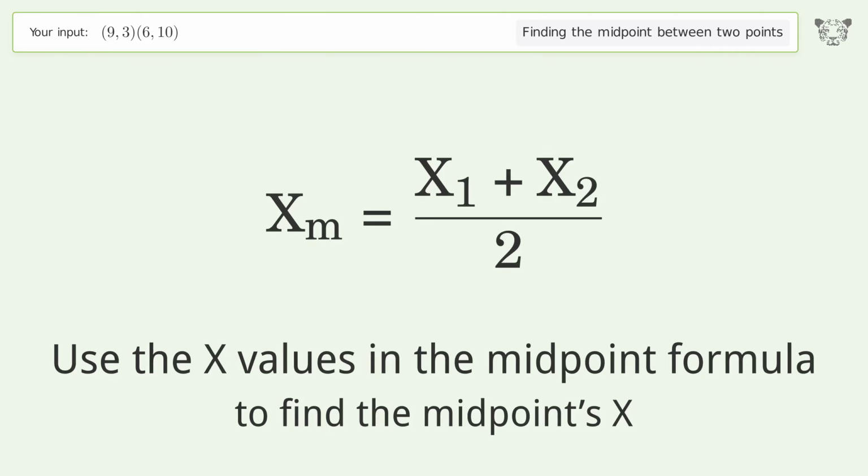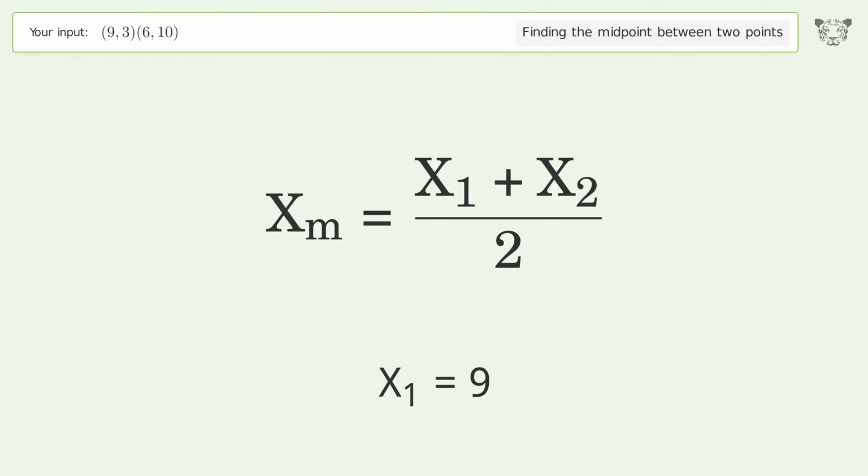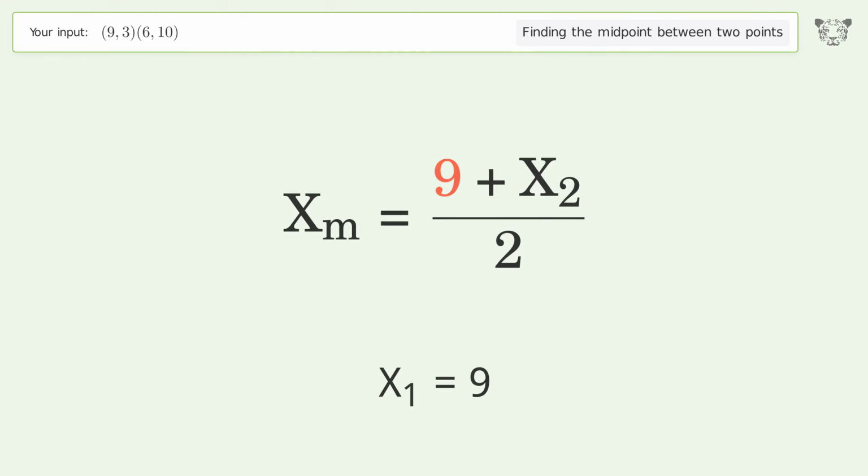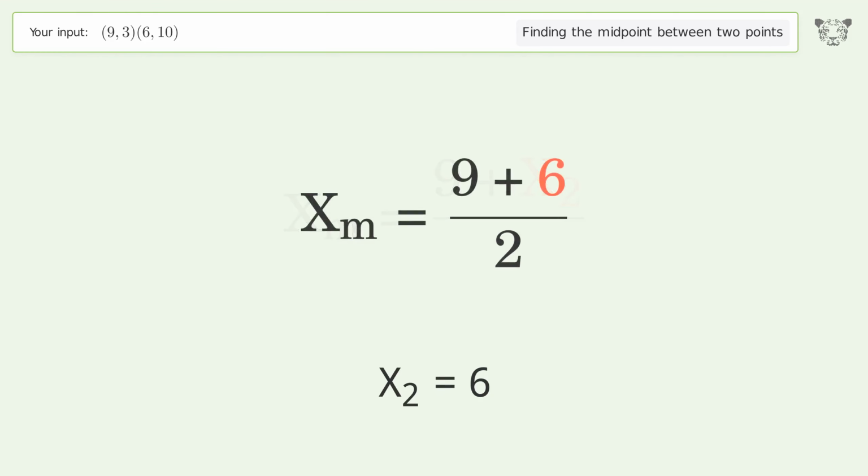Use the x values in the midpoint formula to find the midpoint's x. x1 equals 9. x2 equals 6. Simplify the arithmetic.